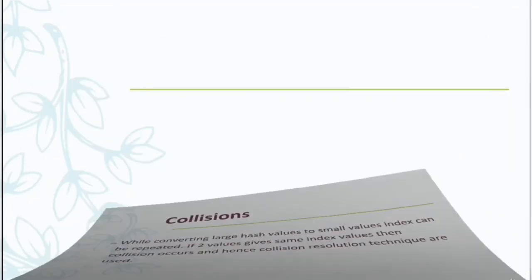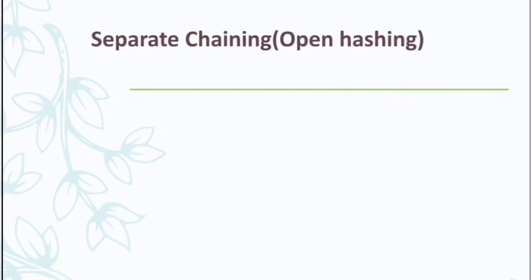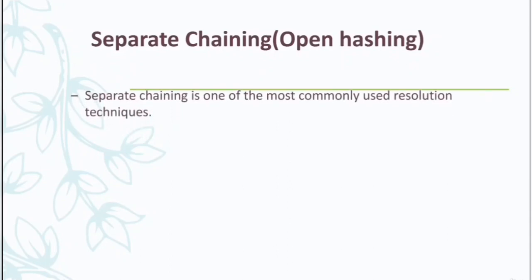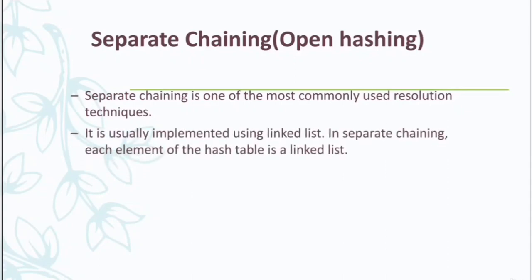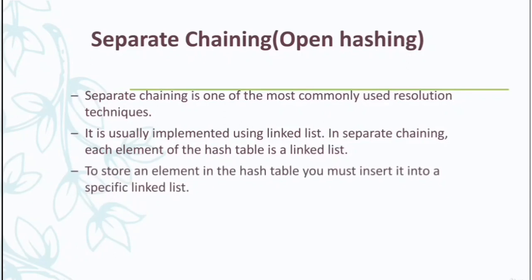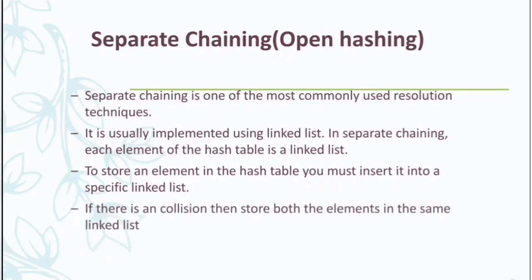So let us see the first collision resolution technique, that is separate chaining, also called open hashing. Separate chaining is one of the most commonly used resolution techniques. It is usually implemented using a linked list. In separate chaining, each element of the hash table is a linked list. To store an element in the hash table, you must insert it into a specific linked list. Then, if there is a collision, store both the elements in the same linked list.